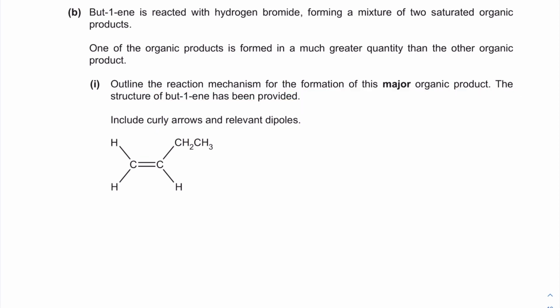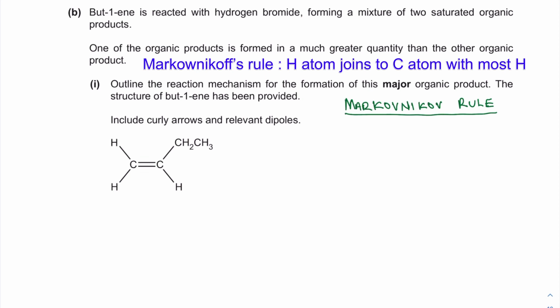So this reaction is basically applying Markovnikov's rule. Markovnikov's rule says that the hydrogen from the hydrogen bromide will go to the carbon with the most hydrogens. This carbon here has the most hydrogens, and this carbon here has the fewest. So the hydrogen from the hydrogen bromide will go to this carbon, and then the bromine will go here. That will be the major product.